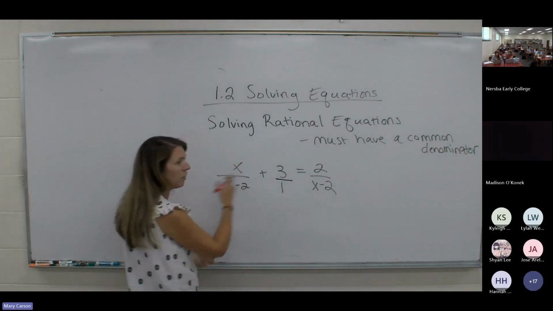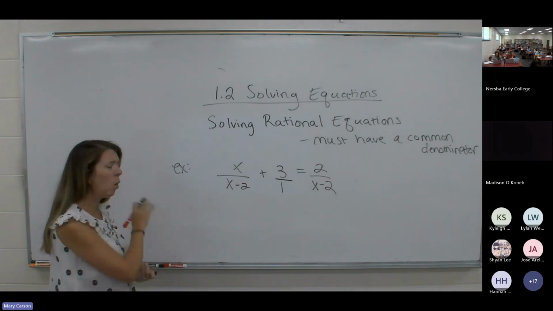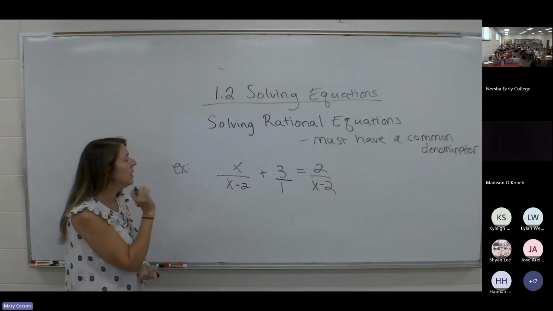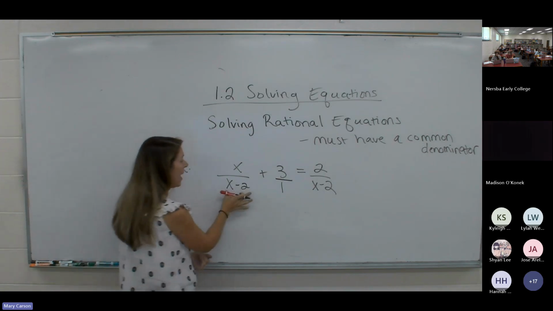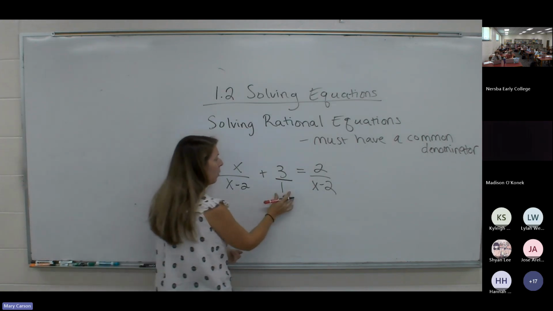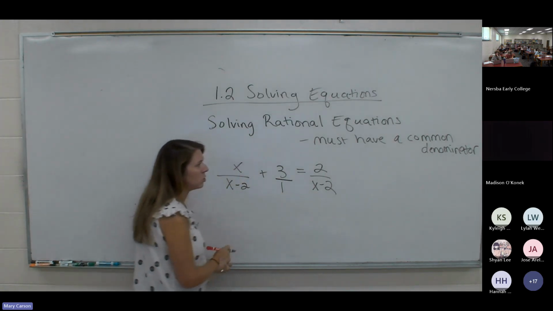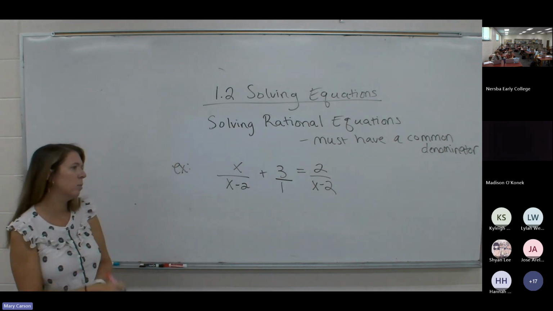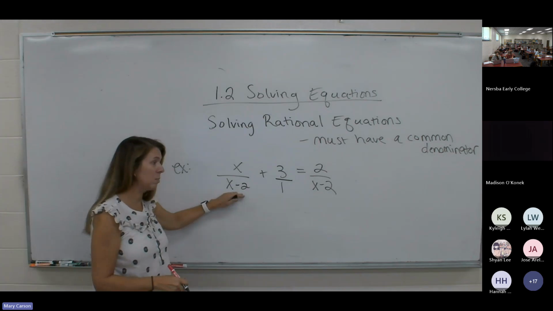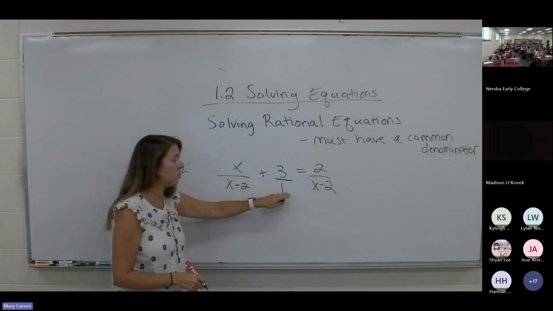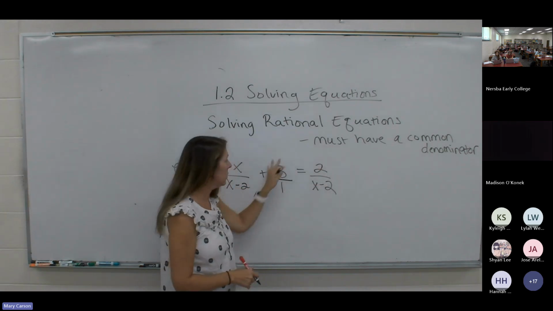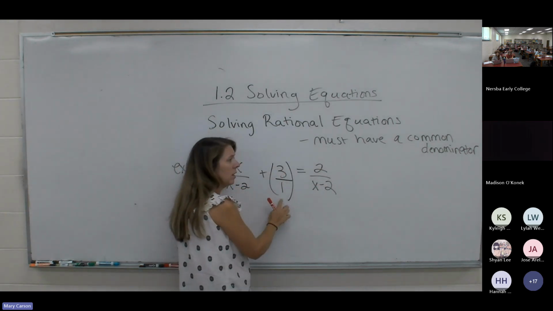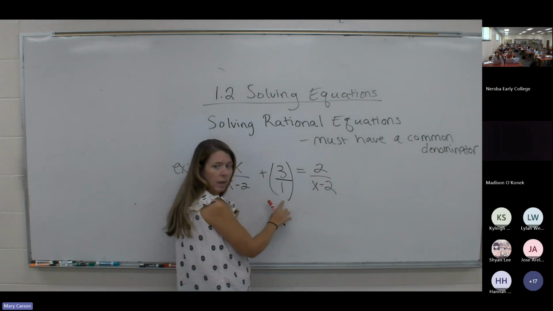So now I have 3 fractions here. And the only way that I can solve this is to have a common denominator. So look at our denominators. I have an x minus 2 here. I have a 1, and I have an x minus 2. What would you say, looking at all those numbers, is the common denominator? X minus 2. This one already has x minus 2, so I don't have to touch this. This one has a 1, and this one has an x minus 2. I don't have to touch this one. So the only thing that I have to change here is this one. And how would I do that?